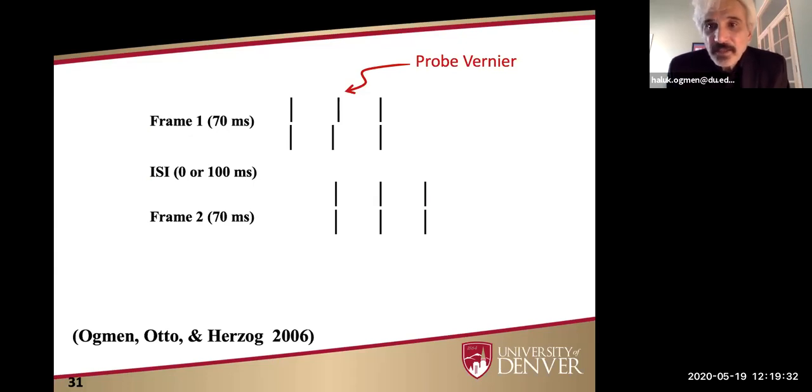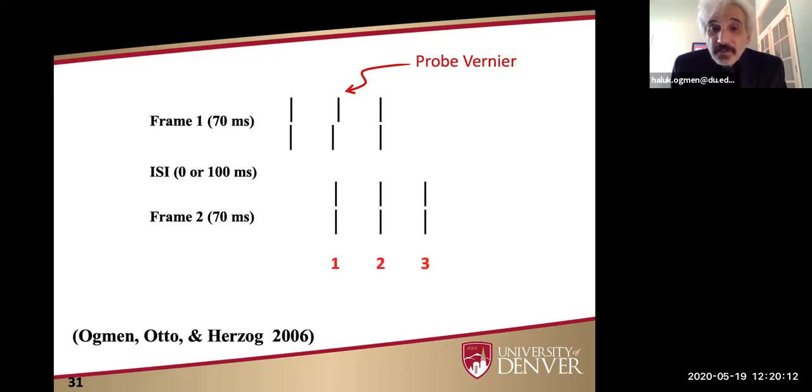We built a Turner-Spiegler display by using vernier elements. A vernier stimulus, as shown here, is basically two thin bars with a small gap between them. The two bars may be aligned or may be offset, shifted a little bit to the left or a little bit to the right. In a first experiment, we took a Turner-Spiegler display composed of verniers, but only one of the verniers had an offset. We call that the probe vernier.